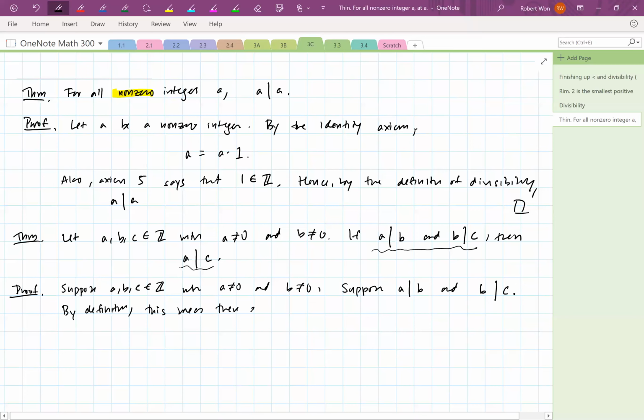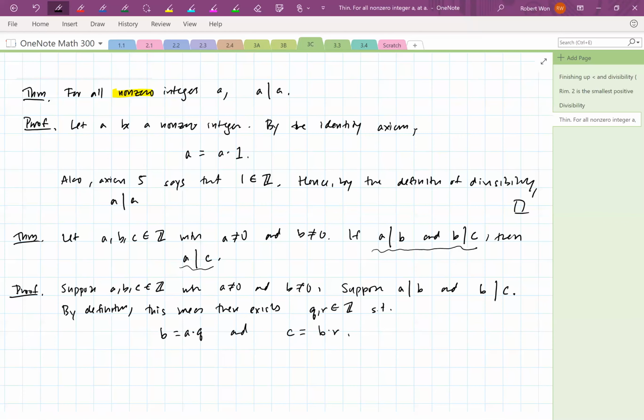there exists a q, an integer, such that b is equal to a times q. That's what it means to say that a divides b. And to say that b divides c means that there's an integer r such that c is equal to b times r. That's just the definition of a divides b and b divides c.